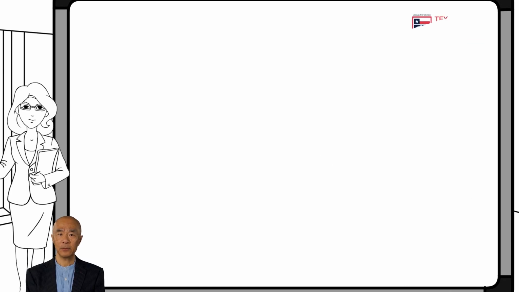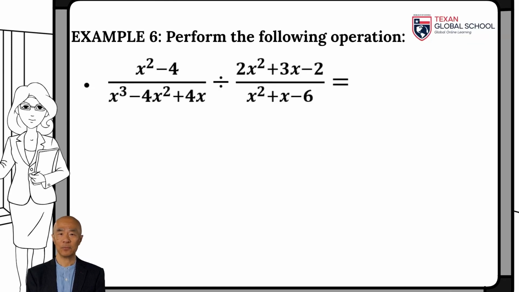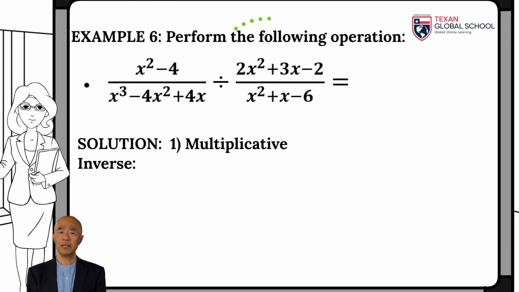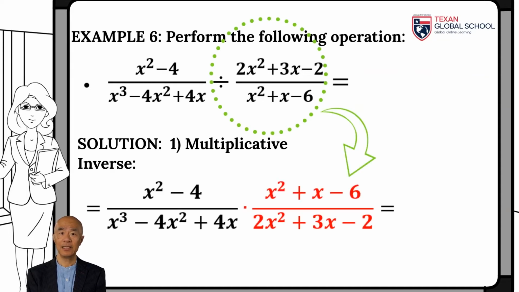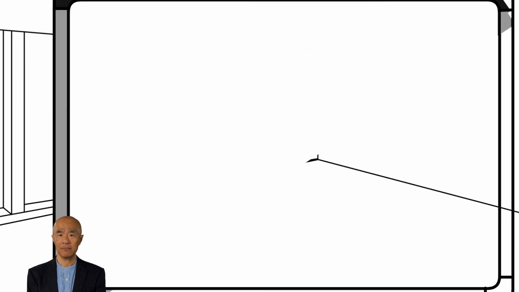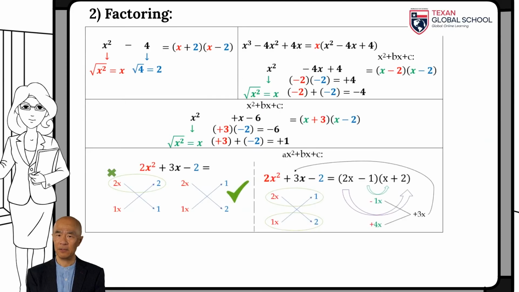For this example, we will repeat the process. We change the divisor for the multiplicative inverse, inverting the numerator and denominator. We can see that we have polynomials in the numerators and denominators that can be factored. We then analyze and identify the factoring cases. First, we have a difference of squares. Hence, x squared minus 4 is factored as x plus 2 times x minus 2.